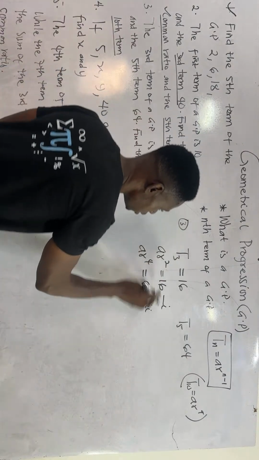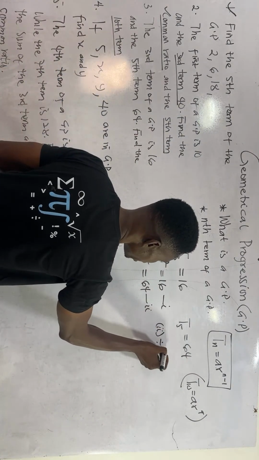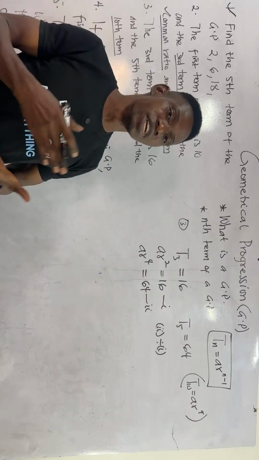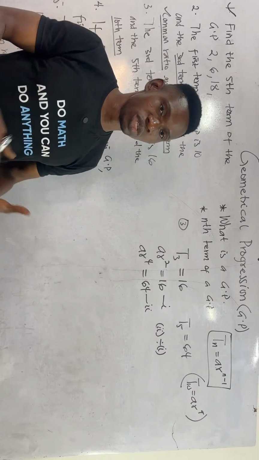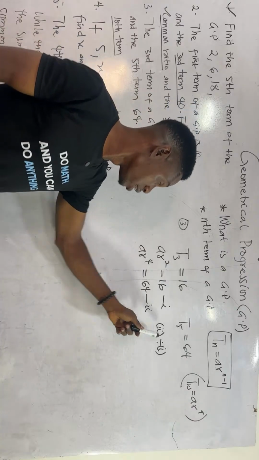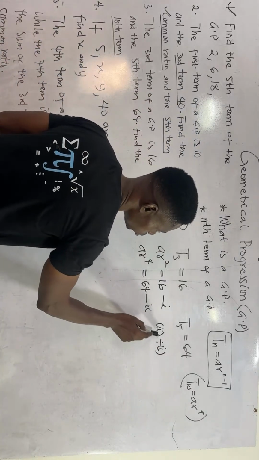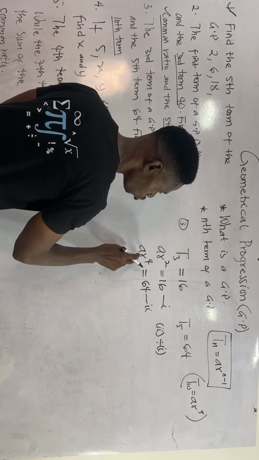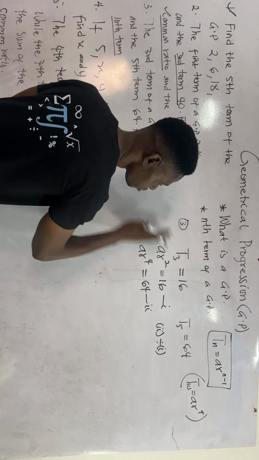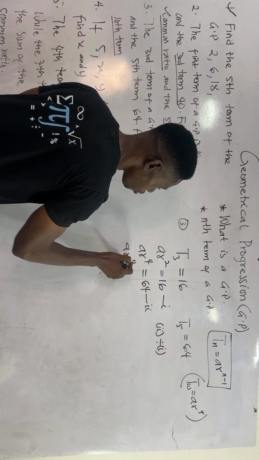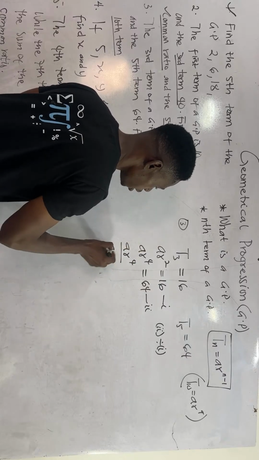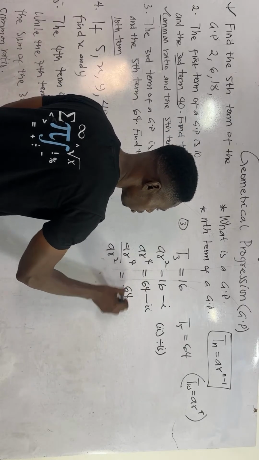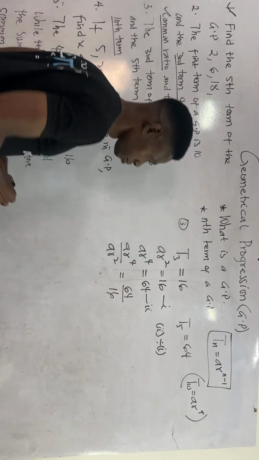Now, what we do in a case like this, you do equation 2 divided by equation 1. We are dividing because in geometrical progression, we deal with ratios, not with sum or difference. So we'll divide equation 2 by equation 1. From the left-hand side, equation 2 is AR^4, divided by equation 1, which is AR^2, equal to, from the right-hand side, 64 divided by 16.